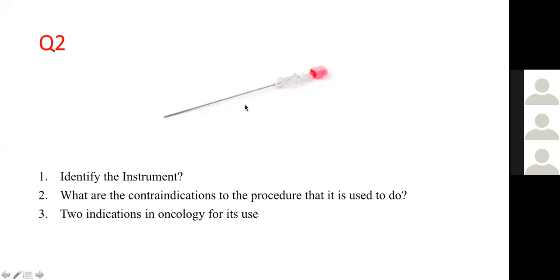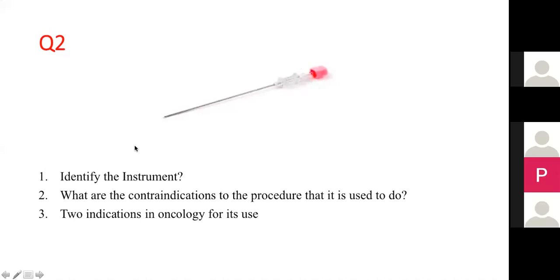Something in the chat box. LP needle, raised intraocular pressure. Somebody has written LP needle, raised intraocular pressure. Sorry, sir. Intracranial pressure, raised intracranial pressure. Yeah. So any other contraindications anybody wants to say? So there is some more. LP needle, contraindication, LP site infection, that's right.